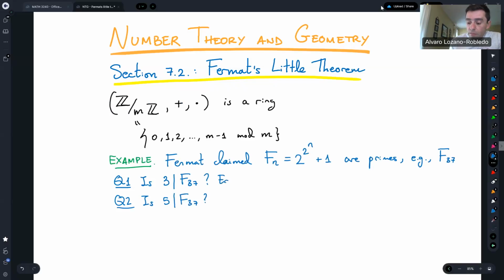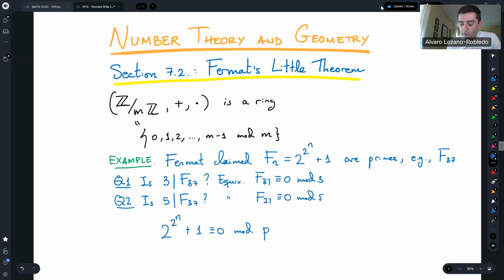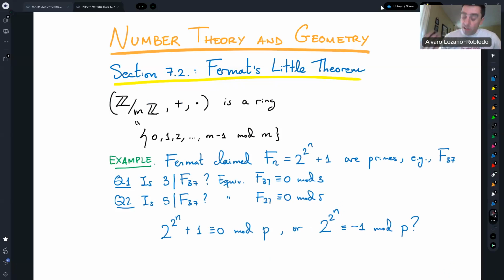This is equivalent to asking, is F37 congruent to 0 modulo 3, or is F37 congruent to 0 modulo 5? And those questions, if you think about it, we are asking, is 2 to the 2 to the n plus 1 congruent to 0 modulo p, modulo 3 or 5? Or equivalently, is 2 to the 2 to the n congruent to minus 1 modulo one of these primes? And the answer is no, but you can see already that the question requires knowing what happens with powers of 2 modulo primes. Whether that is a prime is very much connected with the question of what are the possible values of powers of 2 modulo p. And for example, something like Mersenne primes also has to do with that question.